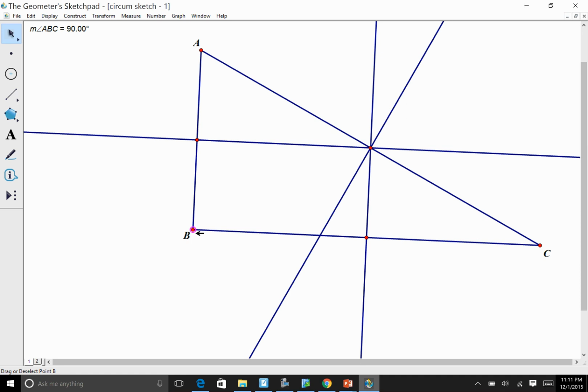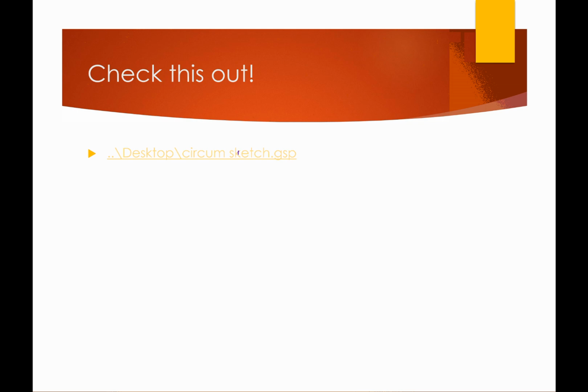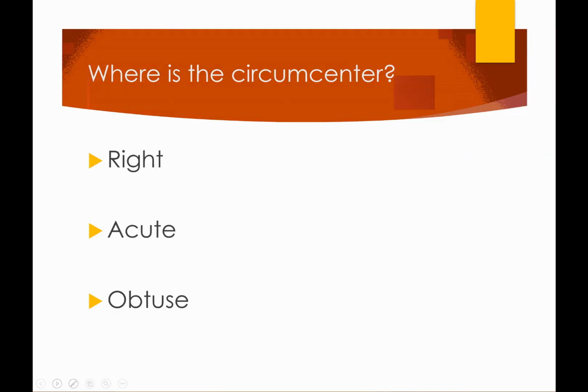All right, so we're going to make some educated guesses, some conjectures, and those are actually true, and we've kind of proved them by using this Geometer's Sketchpad. So what does that mean? That means that my circumcenter, when I have a right triangle, is on the hypotenuse.